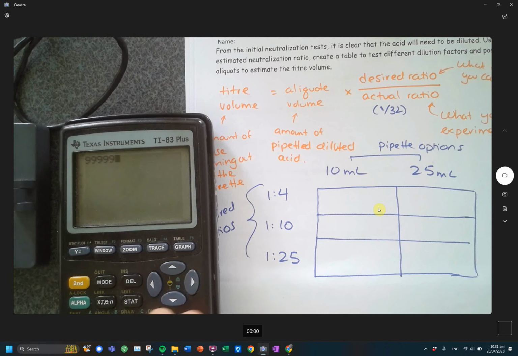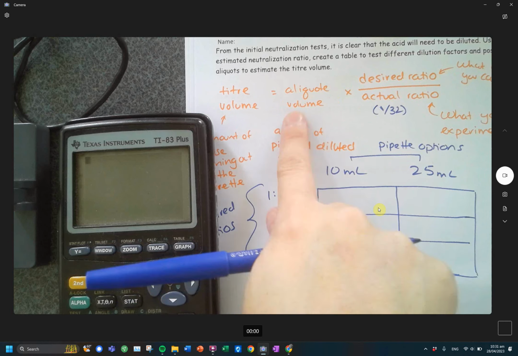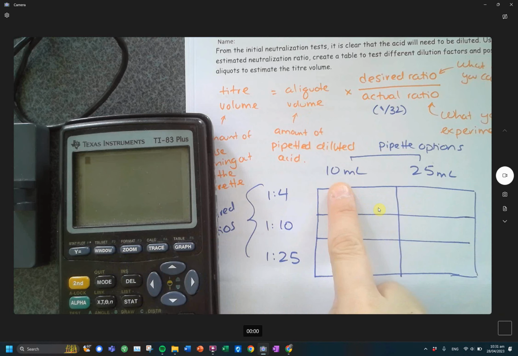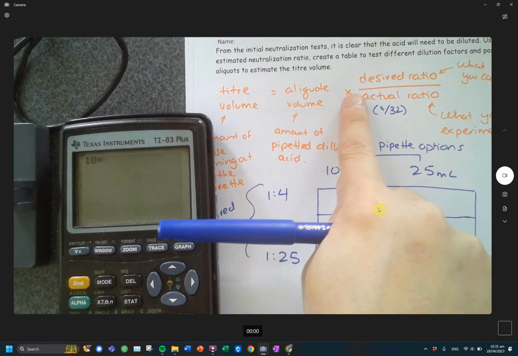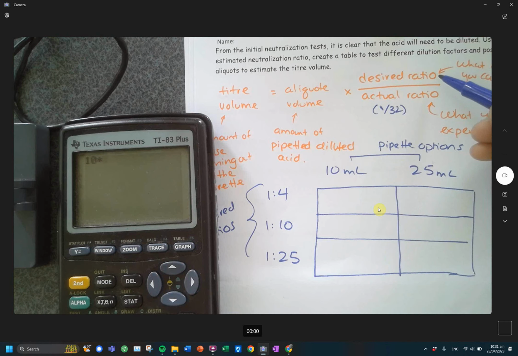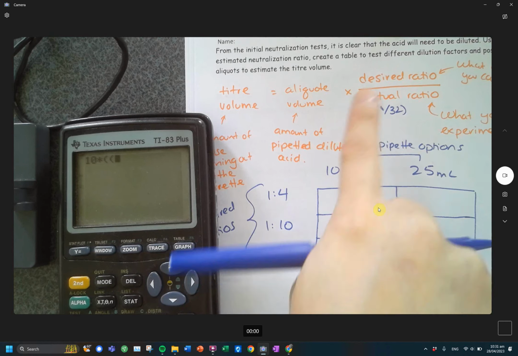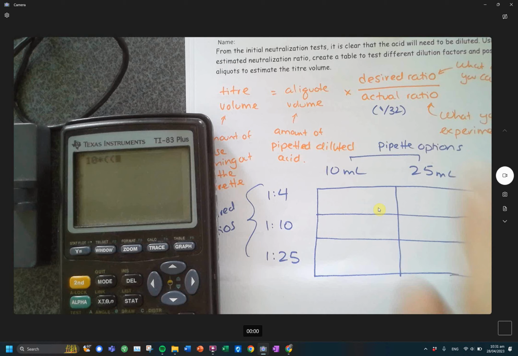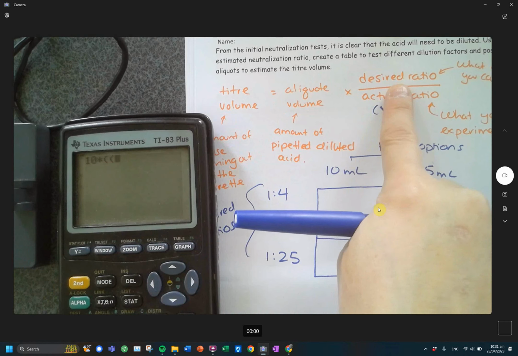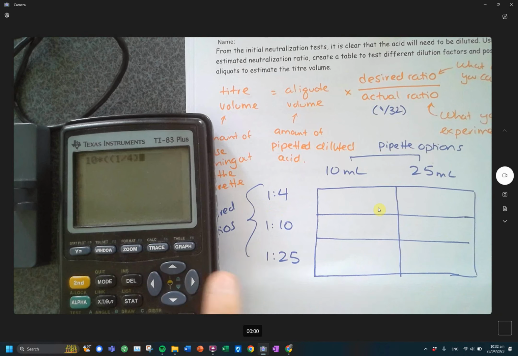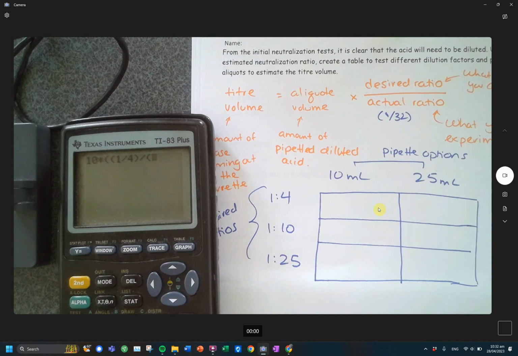Okay, so what I'm gonna do in my first calculation is take the aliquot volume. So this is my aliquot volume here, 10. I'm multiplying it by the desired ratio divided by the actual ratio. So I'm going to be adding some extra parentheses to make sure the order of operations occur properly. So 2 brackets. You guys see the word brackets here. The first one on the top is my desired ratio, so this is going to be 1 and 4. And then I'm going to divide that by the actual ratio, which is 1 and 32. And then close that bracket.